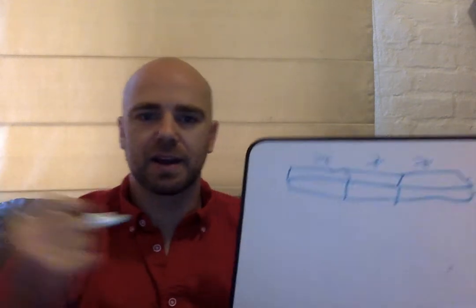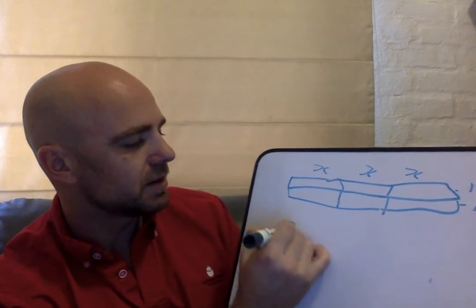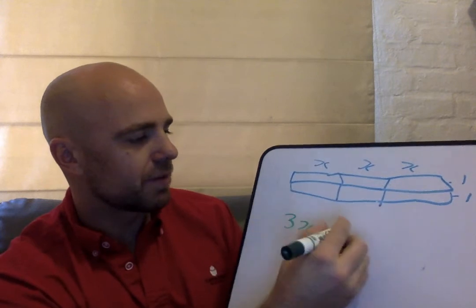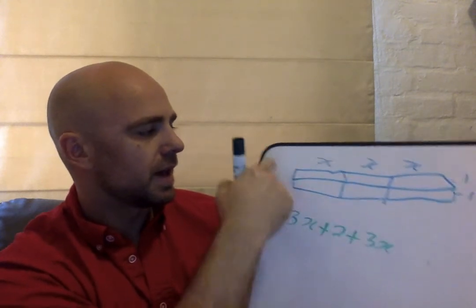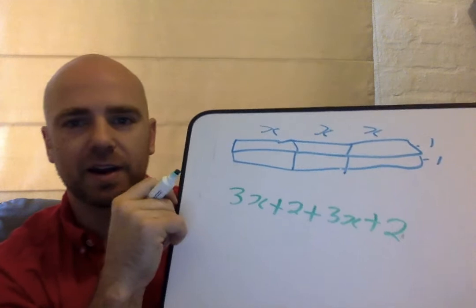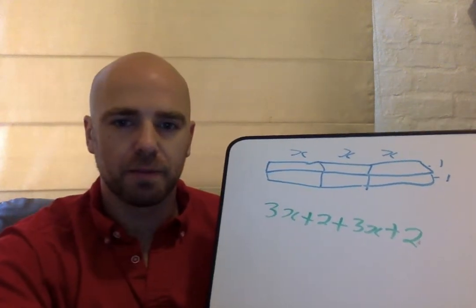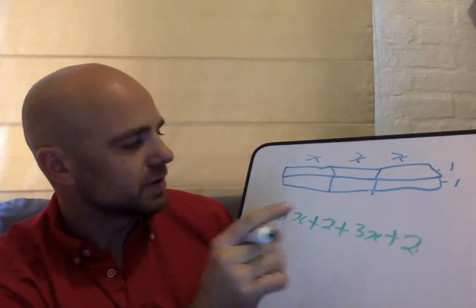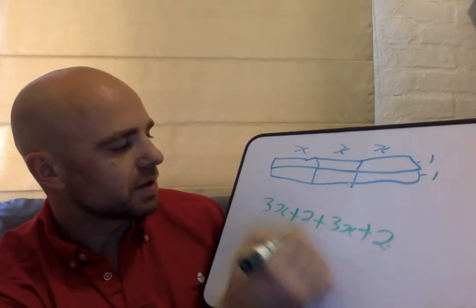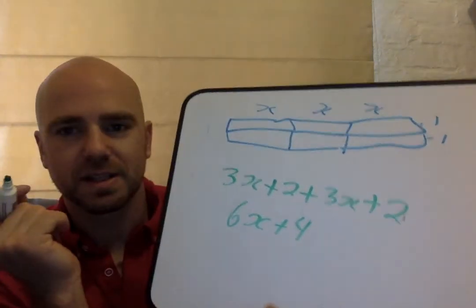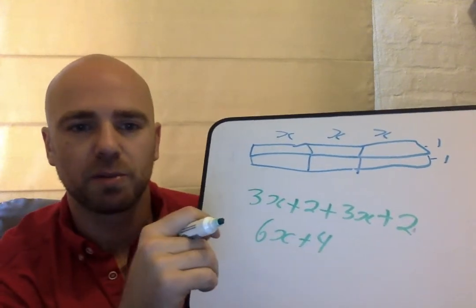Well, I have to add everything together. I've got 3x, which is the length of the top. I have 2, and then I have 3x again, and 2. I have to add all 4 sides to find the perimeter. So to break it down, I'm going to take my like terms. 3x and 3x is going to be 6x, and 2 and 2 is going to be 4. So 6x plus 4 is going to be the distance all around my perimeter. Now let's do one without a picture.